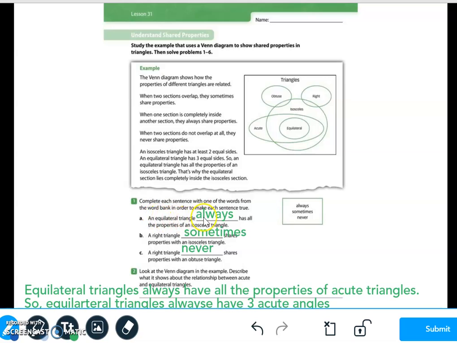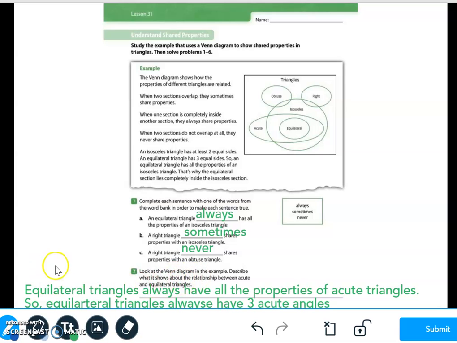Here it says an equilateral triangle will always have properties of an isosceles. And this is true because if it is an equilateral triangle, that means it has 3 equal sides. And for it to be isosceles, it has to have at least 2. So that is true.